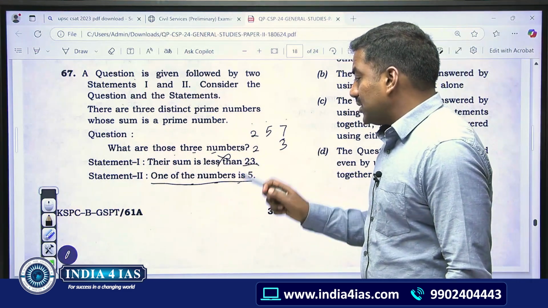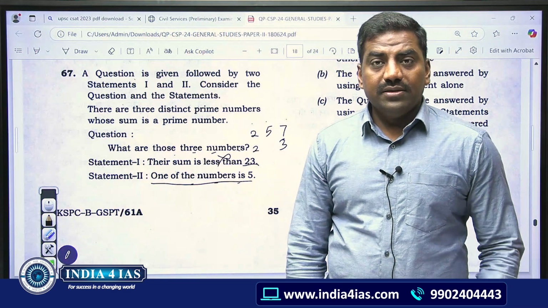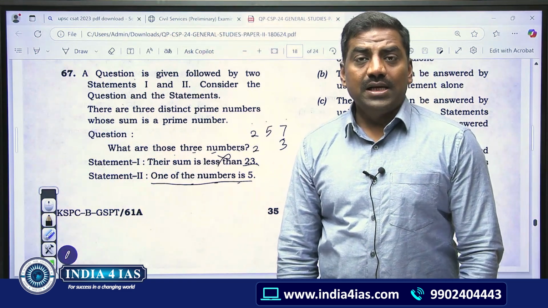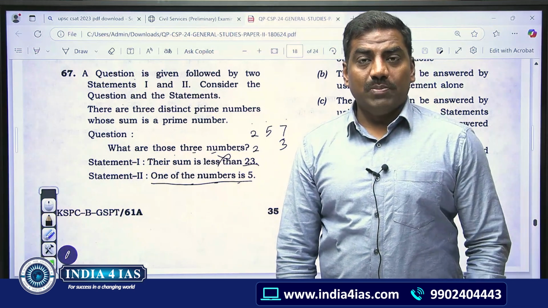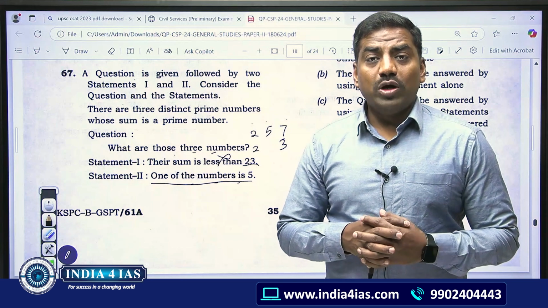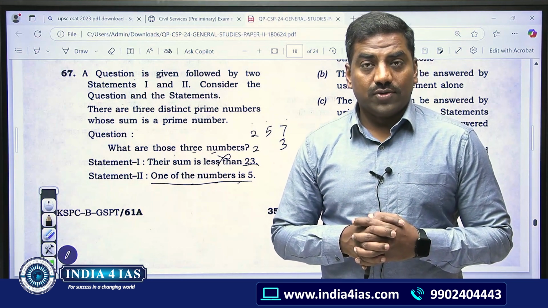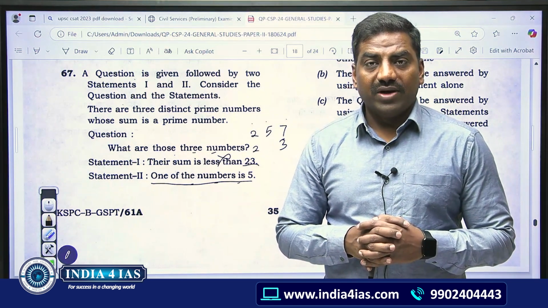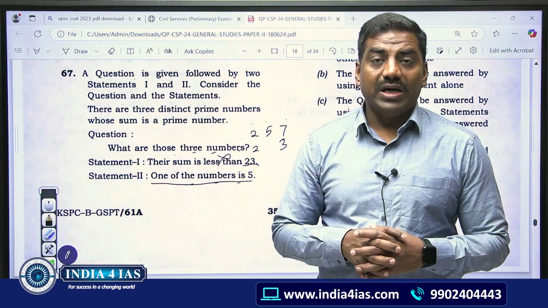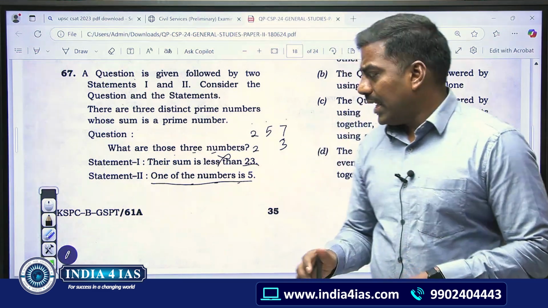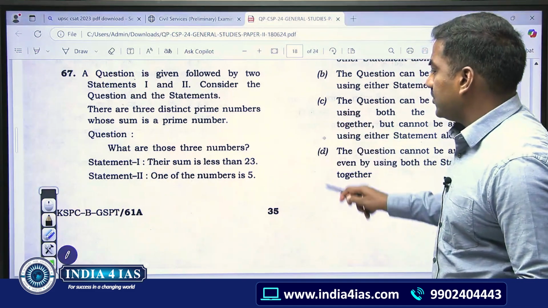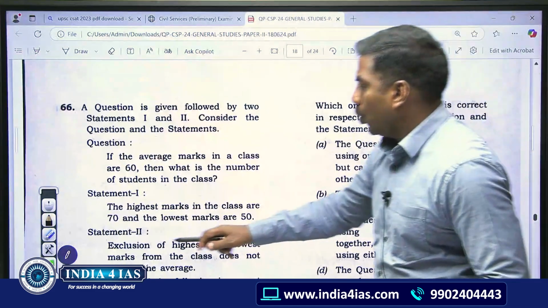But already since we have answered that this question can be answered using statement 1 alone, there ends the matter. But you should not be blind. You have to verify again whether your statement 1 alone is sufficient to answer this question. So here, 19 is the sum, where 3, 5 and 11 are the prime numbers which are helping us to get the sum less than 23. That is what we have to focus on. And here statement 1 alone can help us to get the answer. So the answer is statement 1 alone.